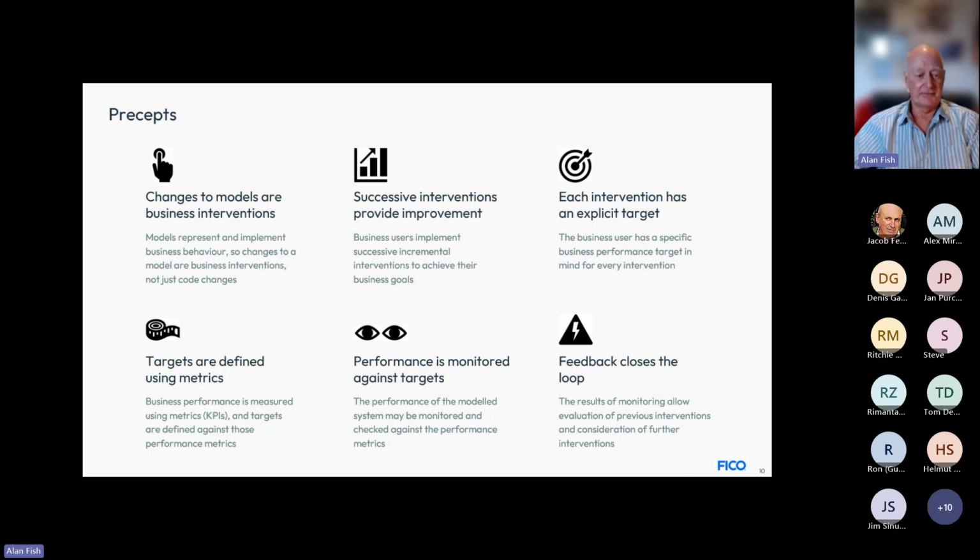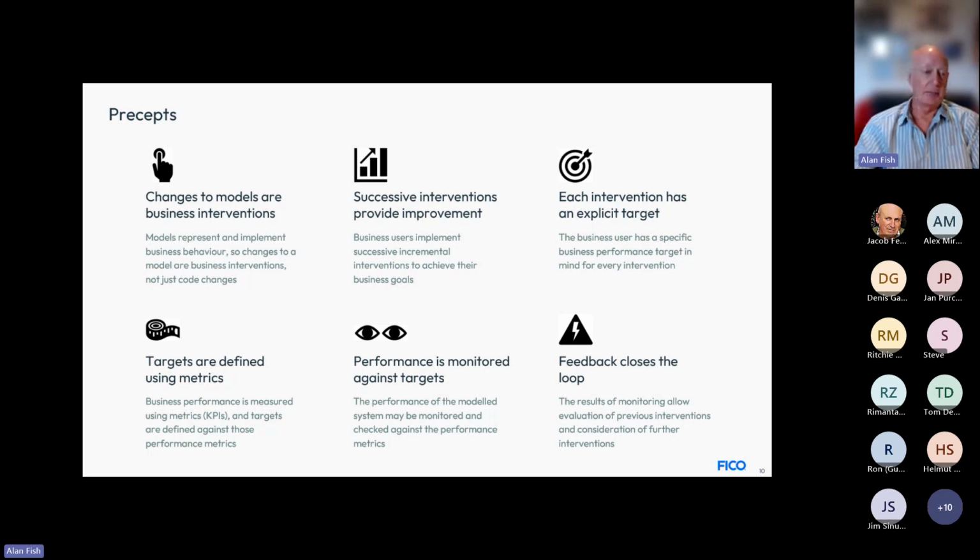They want to increase a certain aspect of their business by a certain percentage, for example. So these targets are defined using metrics. We measure business performance using metrics. You think of the high-level ones as KPIs. And any targets for an intervention are defined against those performance metrics. We can then monitor the performance of the modeled system against those targets and check it against the metrics. And finally, we can close the loop, as I talked about with the decisions, by feedback of the results of comparing the performance of the system with the targets that the user has defined.